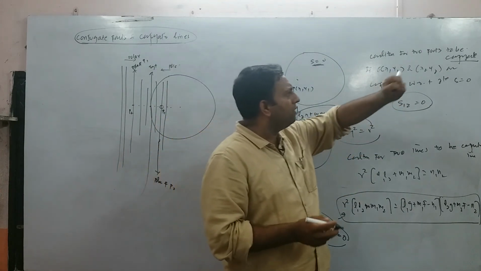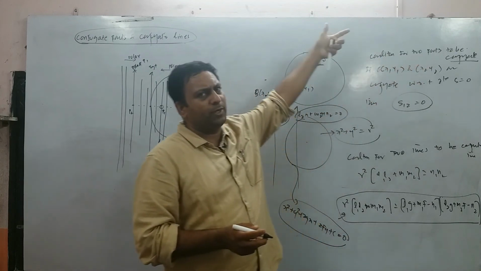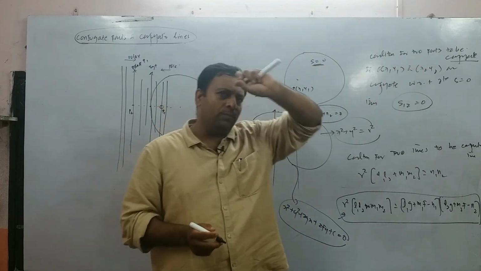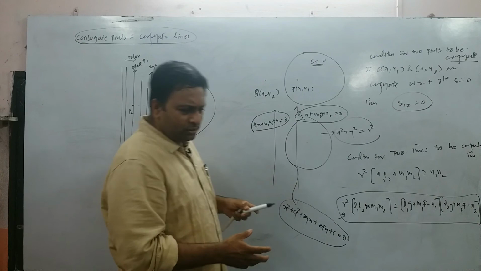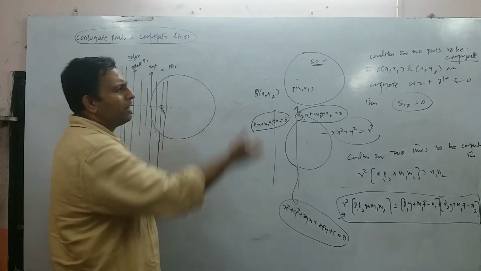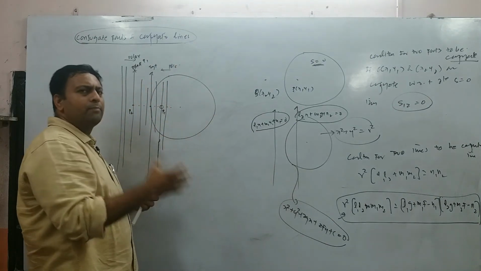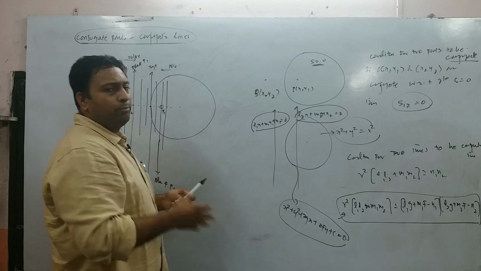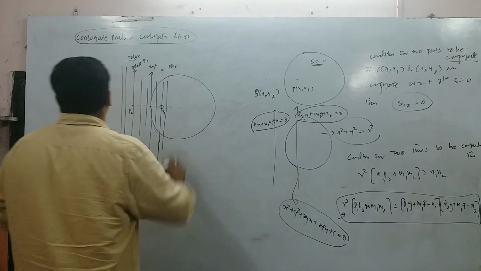This is a condition when 2 points are conjugate with respect to the circle S is equal to 0. So I want you to pause this video and copy down this concept and by heart write at least 10 times, then you will be perfect. Meanwhile, we will go for the next concept.